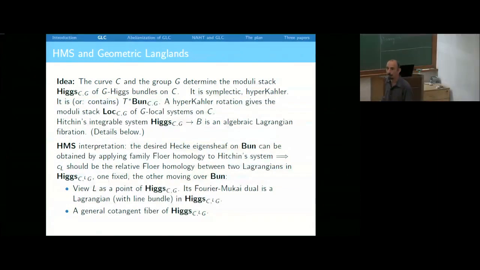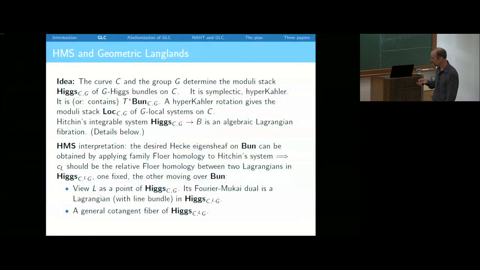L is the local system. That's the input for the basic version of the conjecture. Yeah. So L is just a local system. I might have called it V. Sorry about that. So L is the same as V. So this is the fixed object. The moving object is going to be just a general cotangent fiber of Higgs.